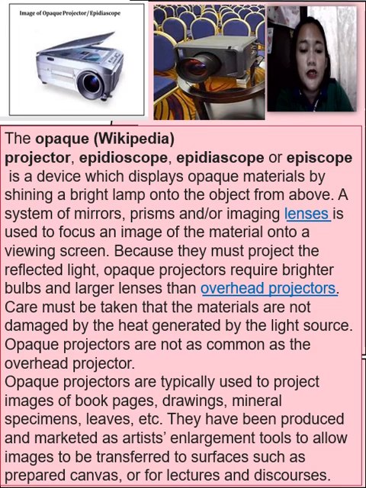Opaque projectors are typically used to project images of book pages, drawings, mineral specimens, leaves, and etc. They have been produced and marketed as artists' enlargement tools to allow images to be transferred to surfaces such as prepared canvas, or for lectures and discourses.